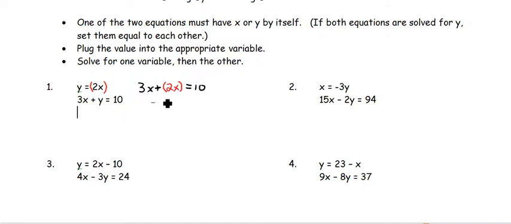Now we can solve this. We'll combine like terms. 5x equals 10. Divide by the coefficient. x equals 2. So our solution will start with 2 in place of the x. Alright, now the easiest thing to do is just go right back to this equation and plug in y equals 2, well, instead of x, we're going to plug in the value for x. 2 times 2, which is 4.